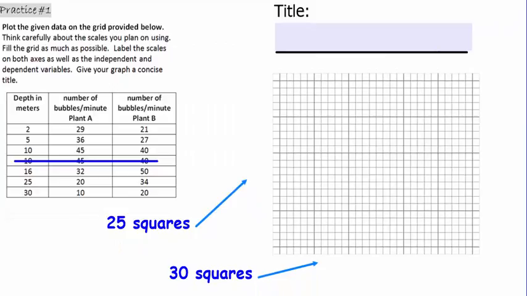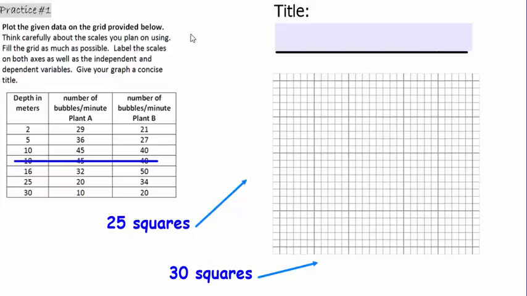Then you'll get into some actual examples. We're going to look at practice number 1. For starters, I keep meaning to correct this, I apologize: there's an extra row in here, so you'll see a duplicate, 10, 45, 40, 10, 45, 40. We only need one of those, so just cross one of them out. This says we need to plot our data on the grid provided, and it doesn't really give us anything for scale yet. The rules are we need to fill our grid as much as possible and label our scales.